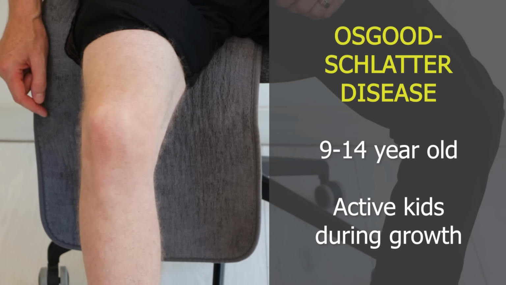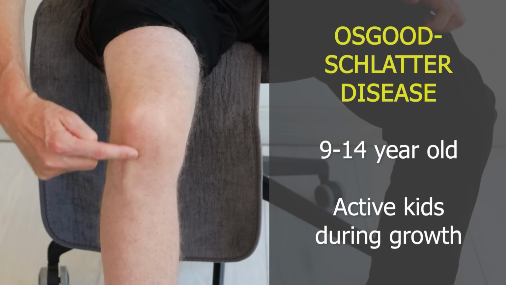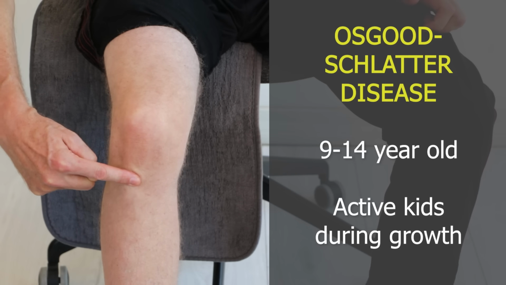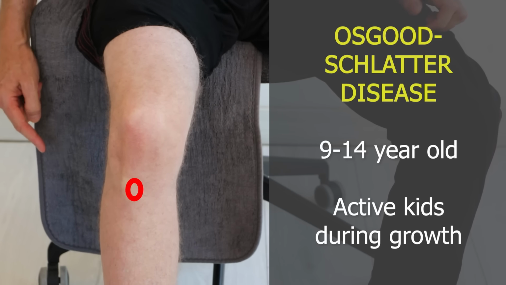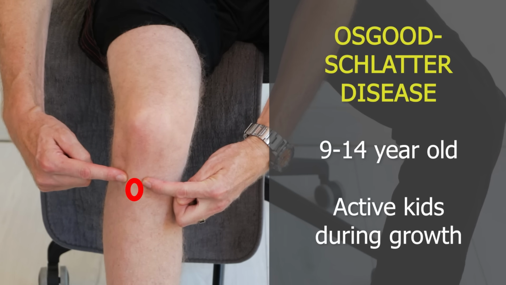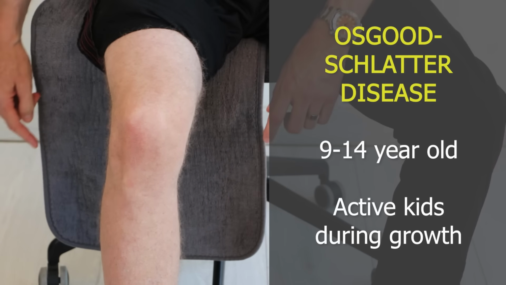Some people get pain and swelling right on the bony lump where the patellar tendon attaches onto the shin bone. This is something that develops in kids who do a lot of sport during their growth spurt, about 9 to 14 years old, and is a swelling of the bony growth plate in this location.